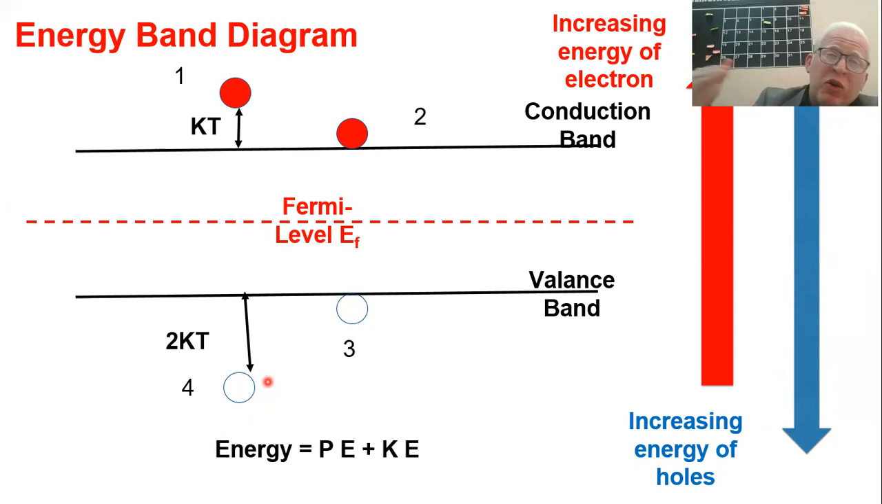This will become more and more clear when we go to the drift diffusion model a few seconds from now. But what is important for us now is that whenever the energy of electrons increases upward, that means that the energy for holes increases downward. Okay.